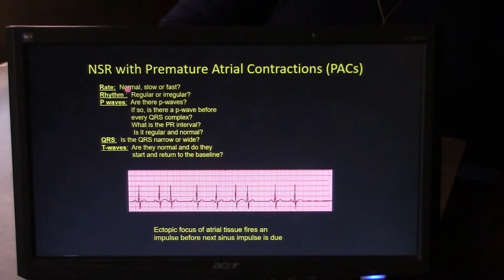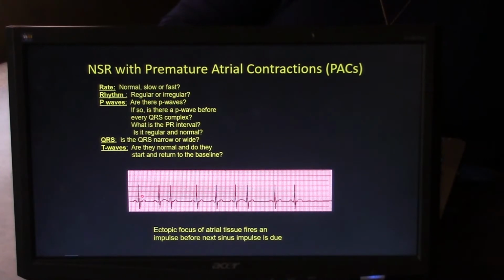First of all, we want to know if our rate is normal, slow, or fast. Most dysrhythmia strips on tests equal a 6-second strip. So let's count our complexes. 1, 2, 3, 4, 5, 6, 7, 8, 9. Our heart rate is 90, and because it's between 60 and 100, we would define that as a normal heart rate. Is the rhythm regular or irregular?